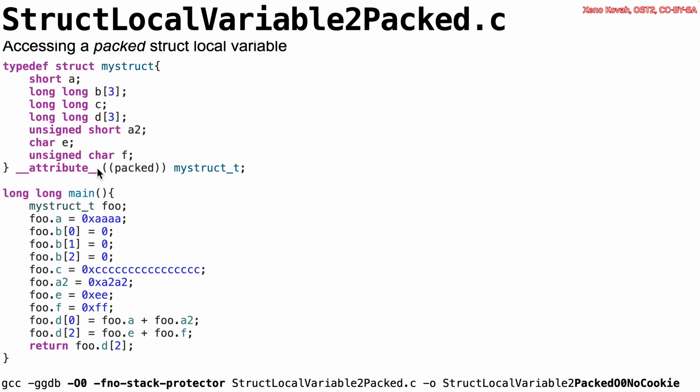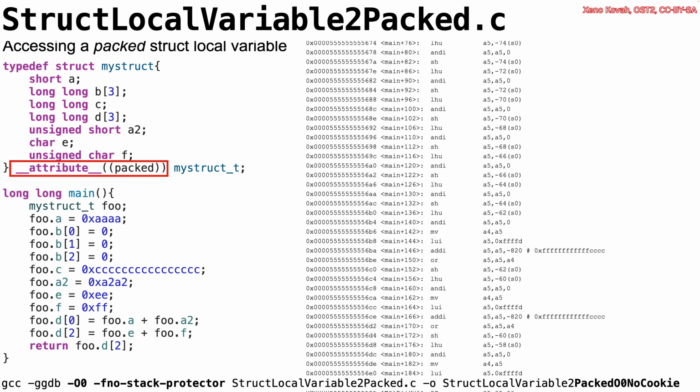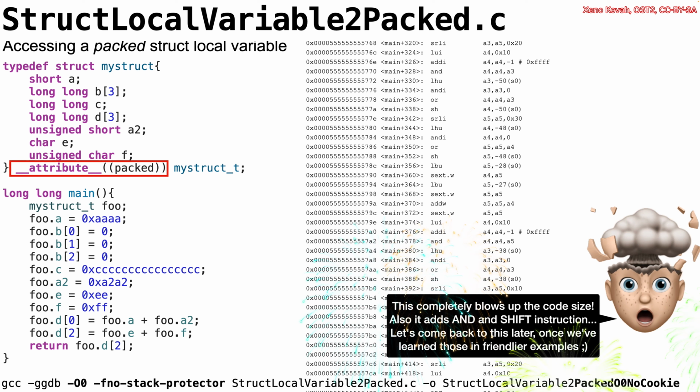So let's go ahead and add that attribute packed to our myStruct and compile it up, and that yields this. But this is a little bit ridiculous. Look at that. This completely explodes the code size. Additionally, it adds new assembly instructions that we're not ready to look at yet, like ands for Boolean logic and shifts. So you know what? I think we're going to come back to this later in the class.